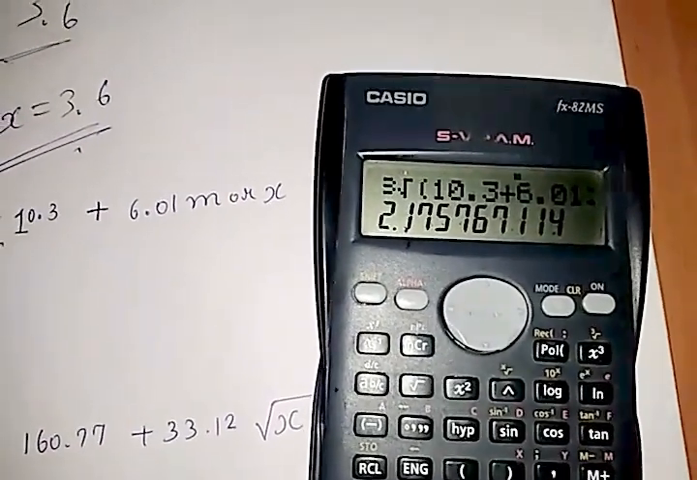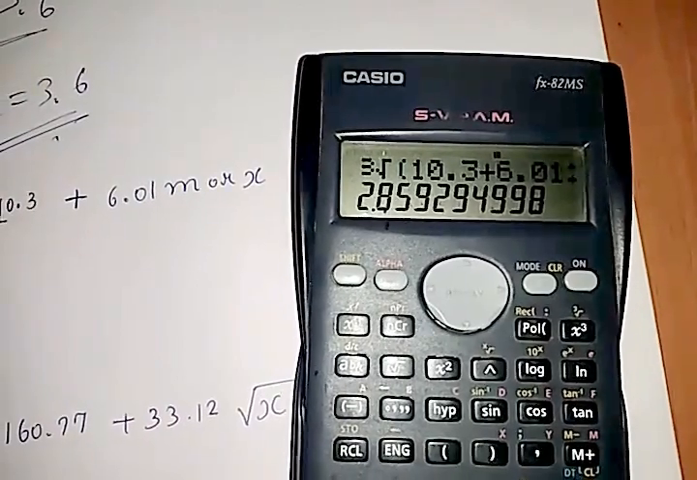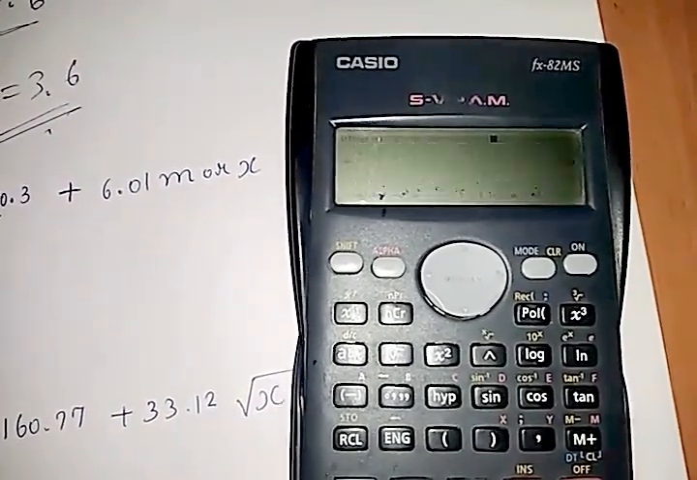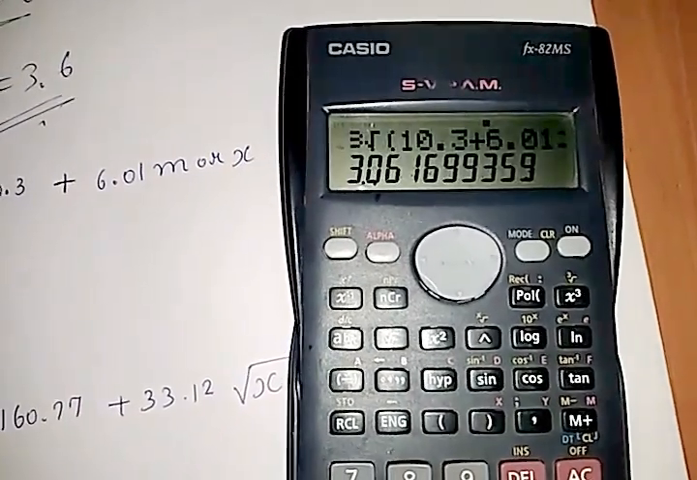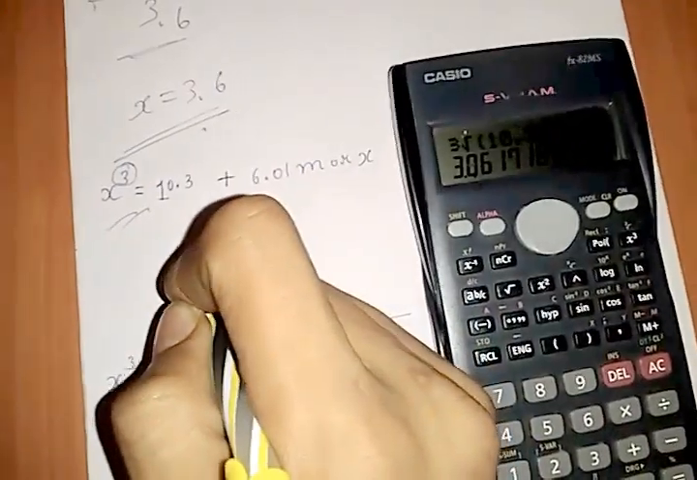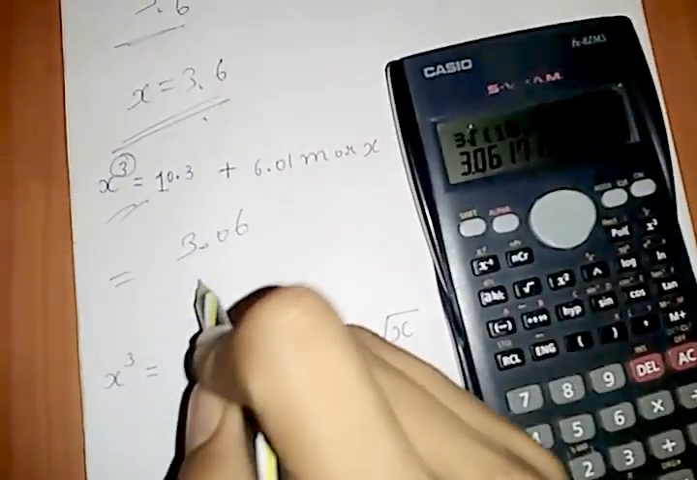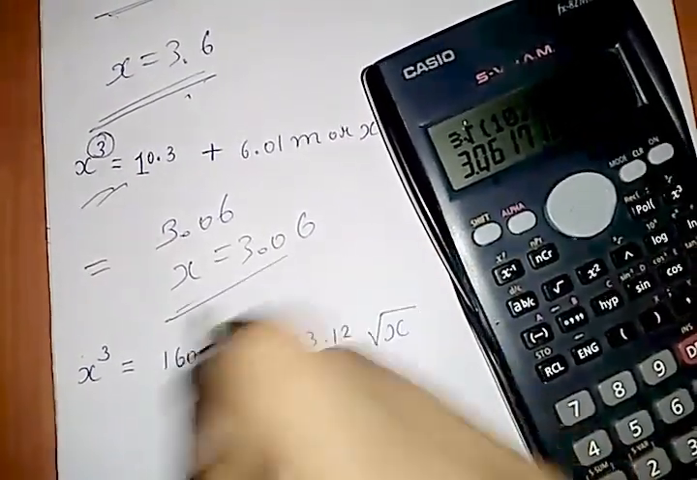See 1.7, it changed, 2.8, it became 2.8, 3.01, 3.05, 3.05, 3.06, 3.06. So it has become constant, so the answer of it is 3.06. So the answer of x is 3.06. You can try for the equation you have.